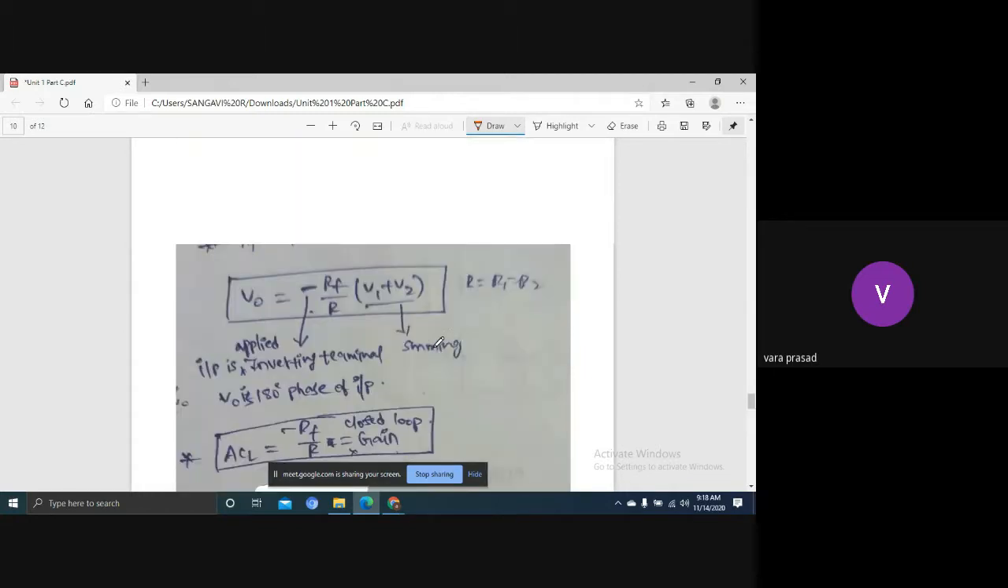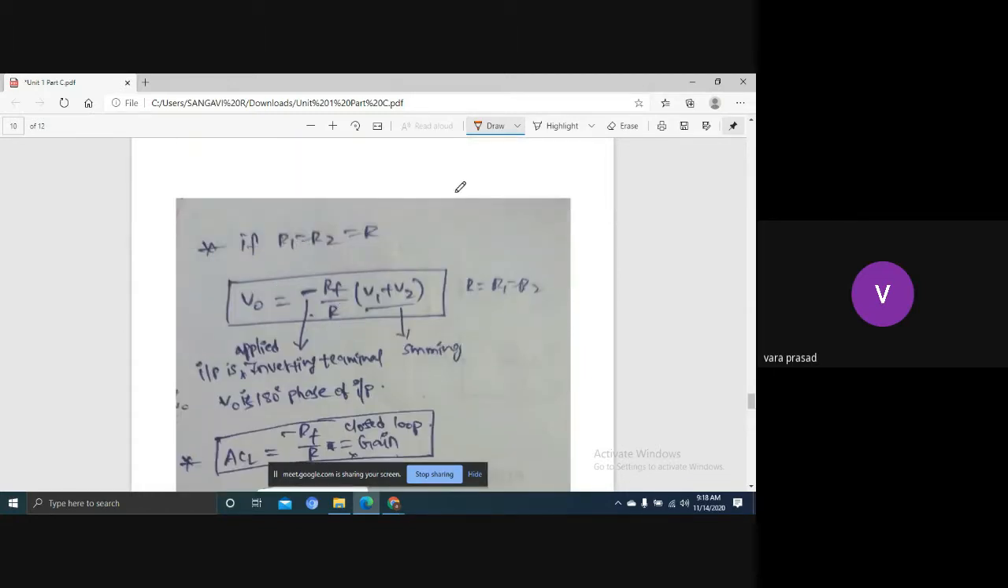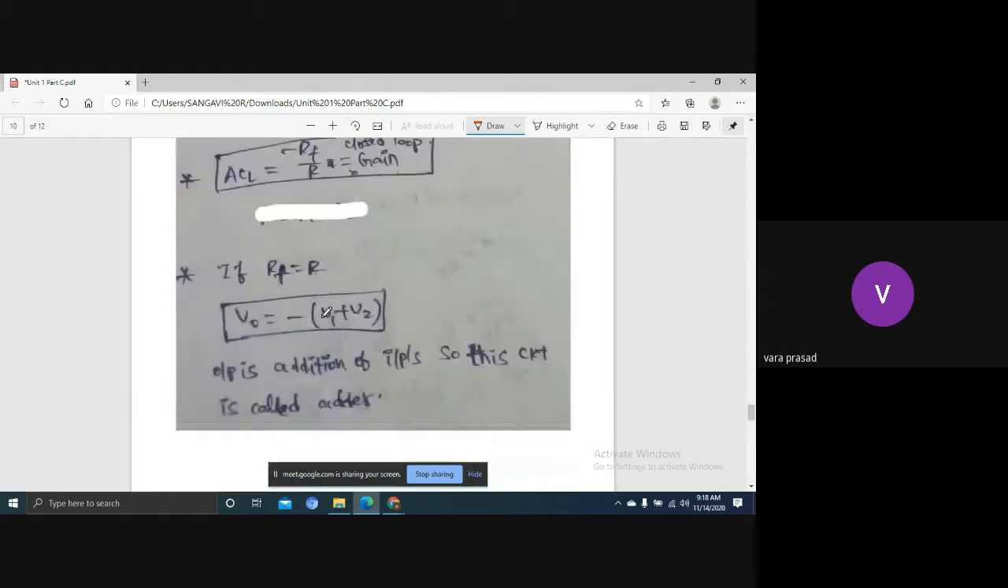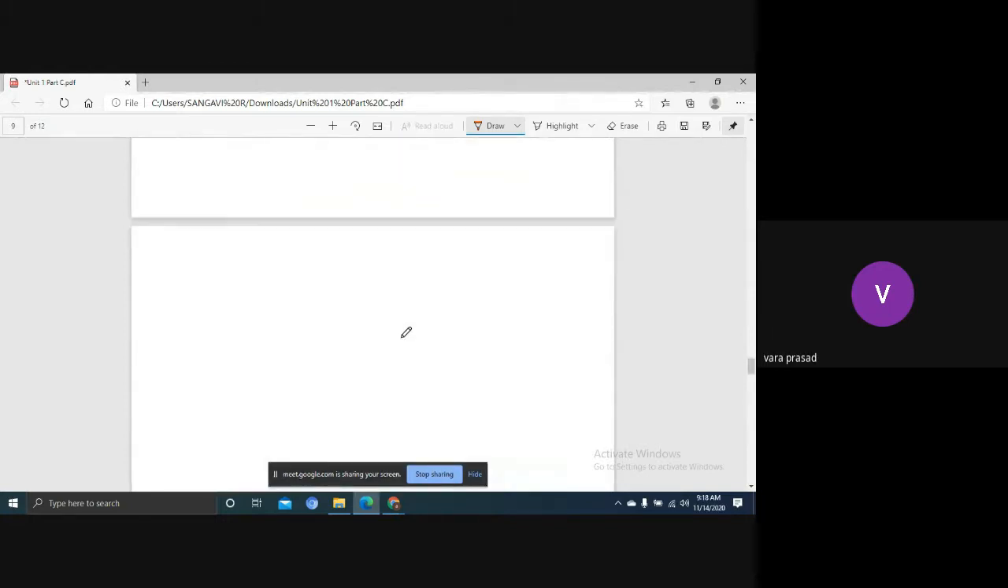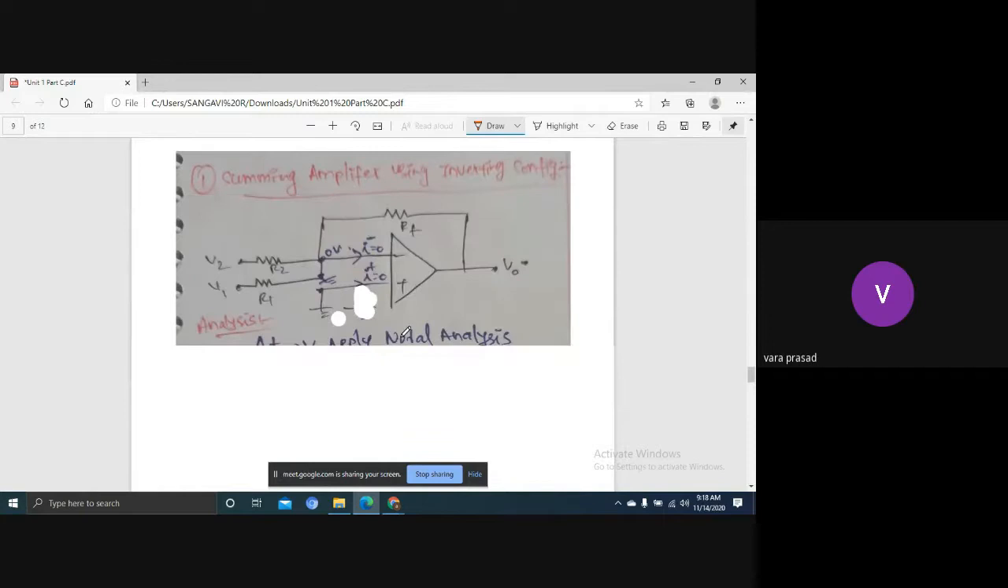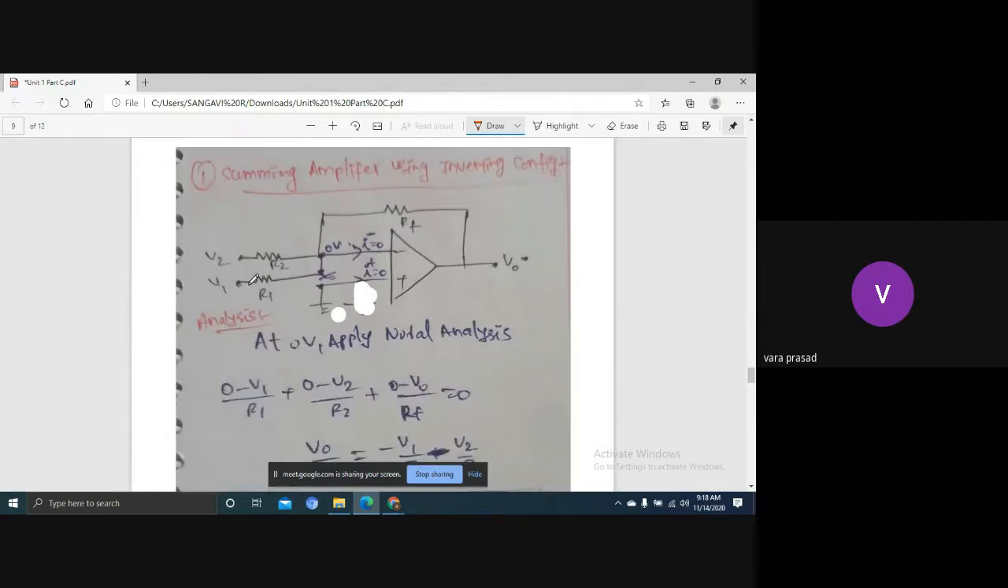We are going to get V0 equal to, what did we get there? In the previous circuit we got minus RF by R into Vi. Here, for a summing amplifier, we get V1 plus V2. If RF and R are equal, then we can get V0 is equal to minus of (V1 plus V2). See, it's simple.